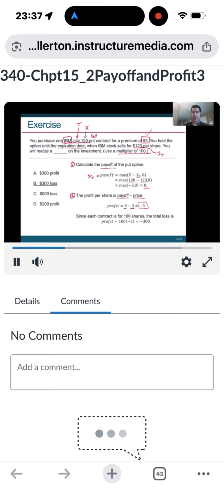And I'm almost there. Now step number 3 is bring the multiplier into play. Since each contract is for 100 shares, my total loss is going to be that minus $3, and I need to multiply that by 100 shares because it's on 100 shares, not one share. That's minus 300, so that's a $300 loss. Make sure you can do these basic calculations. That's how we do profit or loss.